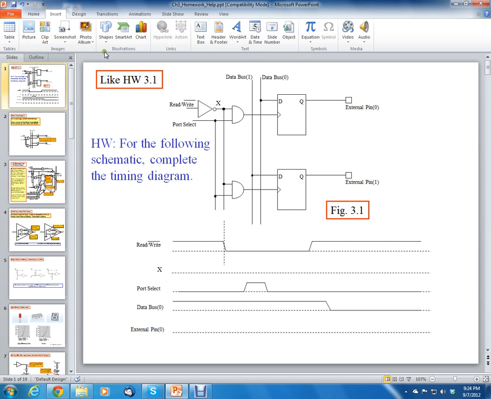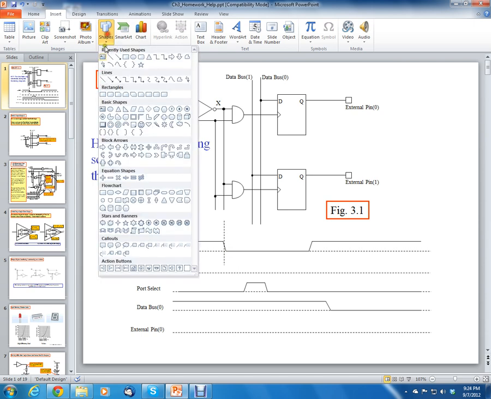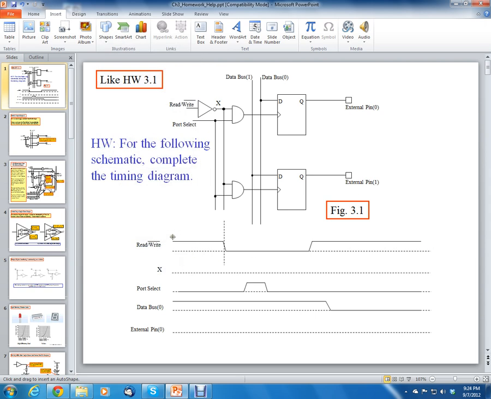So let's draw that really quick. Okay, so we go to shapes up here. An inverter means that this signal is high, so an inverter is going to give you a low on that. So we're going to have a low all the way up until this point. Now remember that the inverter is going to have a little bit of a delay, so let's add a little bit of delay.